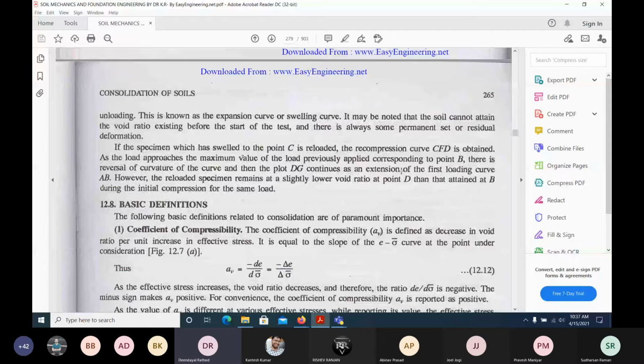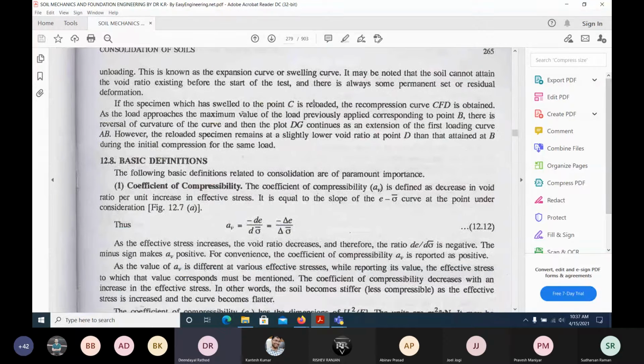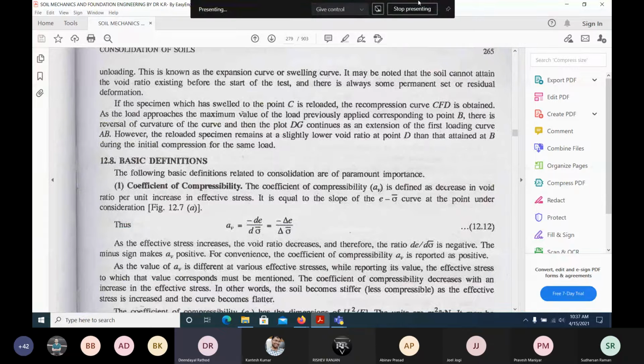Yes, sir. So we will see some basic definitions. These definitions are very important. They'll ask in all competitive exams, GATE and other exams. So what is meant by consolidation, and based on the e-log p curve we will have some definitions. The first definition is the coefficient of compressibility. The coefficient of compressibility, represented with a_v, is defined as the decrease in the void ratio per unit increase in the effective stress.